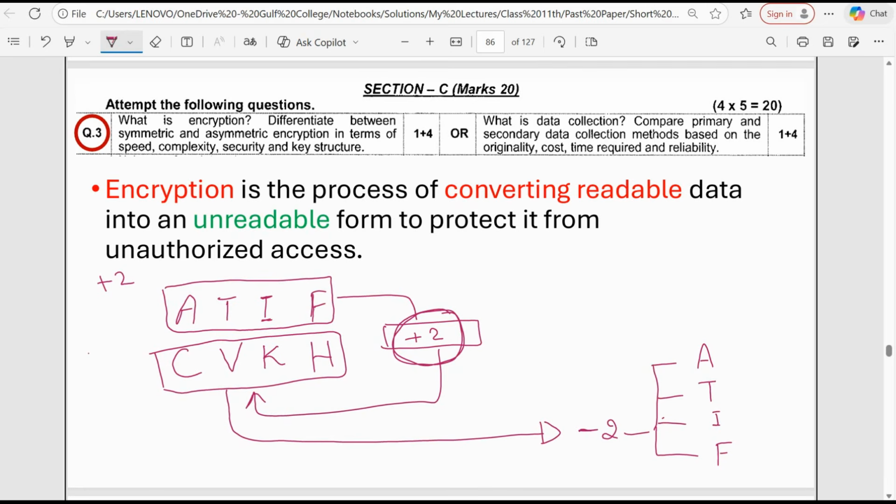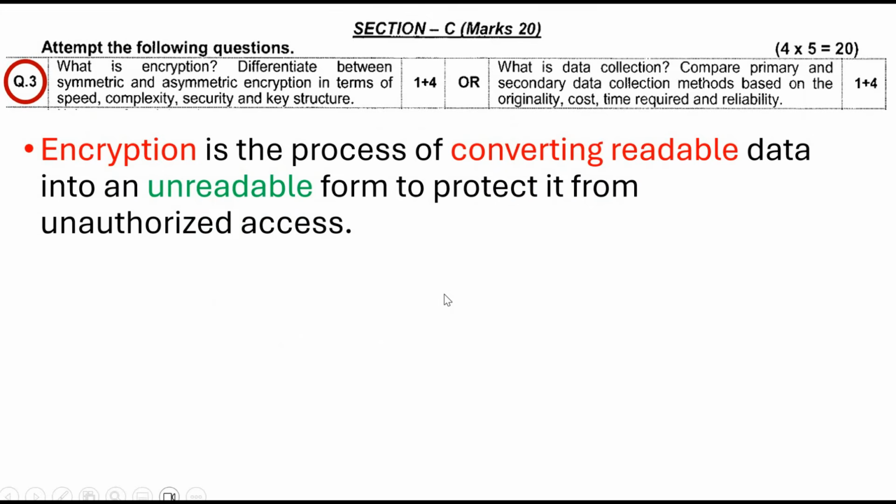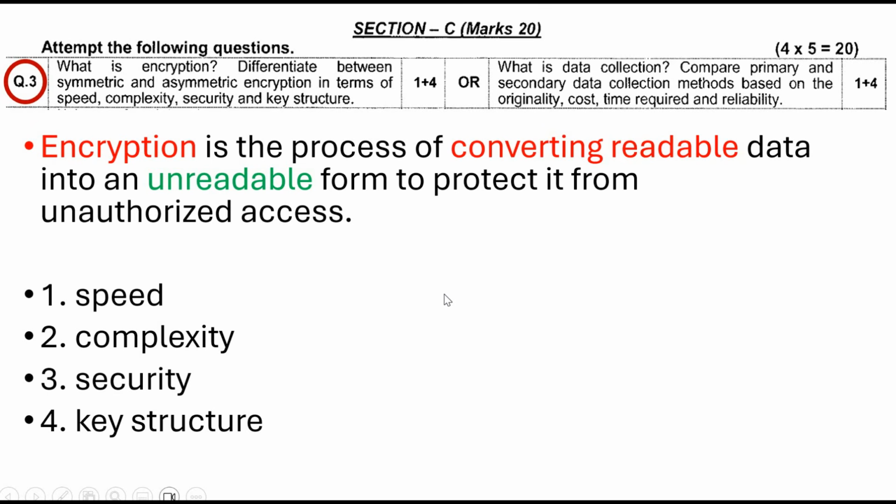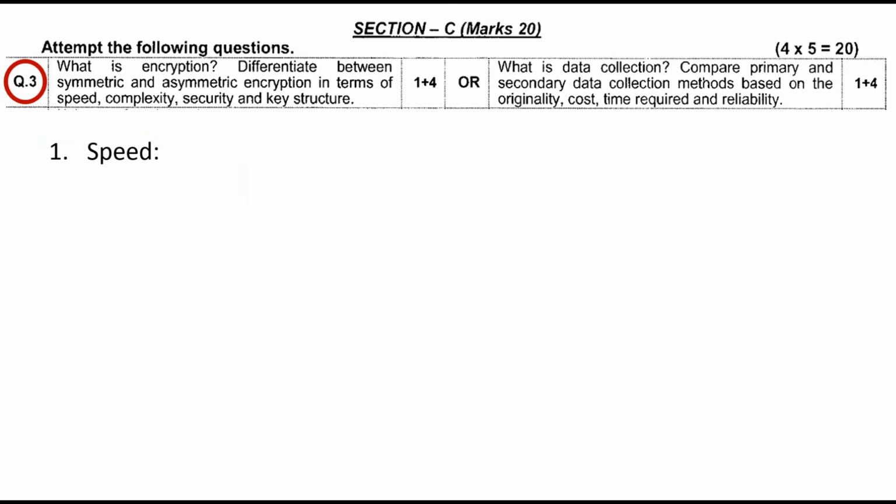But nowadays, a key may contain maybe 40 characters. It depends on which type of algorithm you are using. Clear? This is one example of encryption. We will now discuss the difference between symmetric and asymmetric in terms of the following: speed, complexity, security, and key structure. Speed. What is speed?